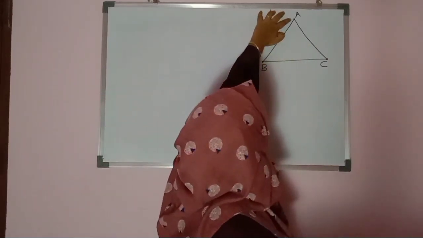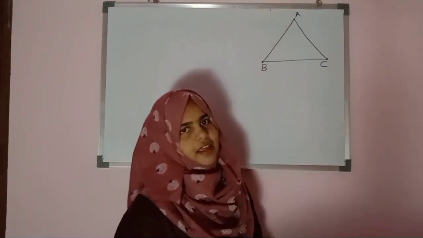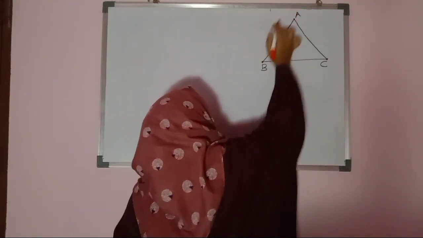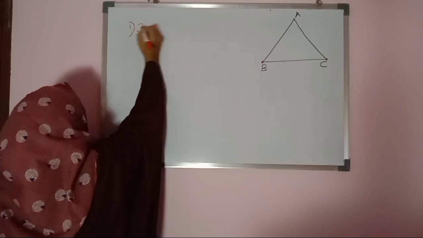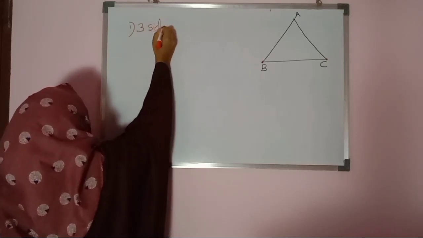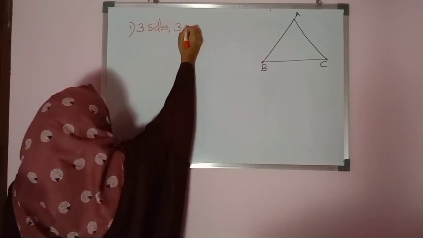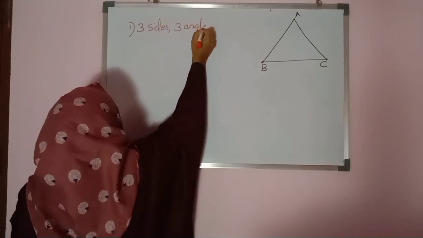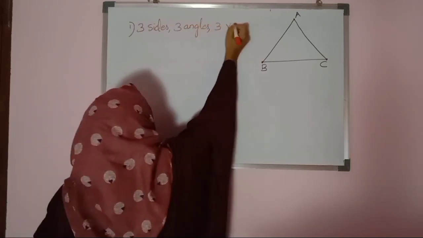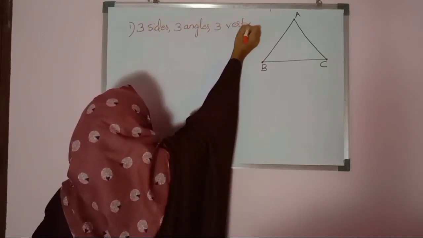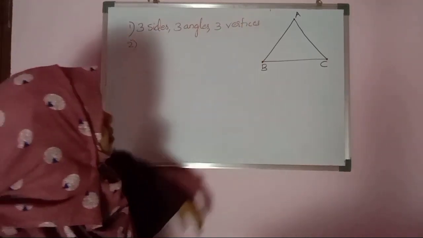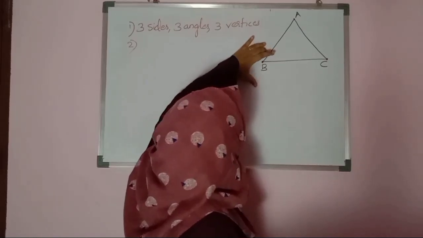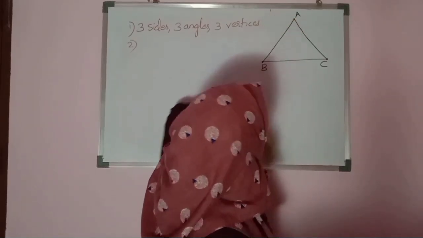Okay, the point where line segments meet is called a vertex. So here there is a vertex, here. So a triangle has three sides, three angles, and three vertices. Plural of vertex is vertices. Okay.